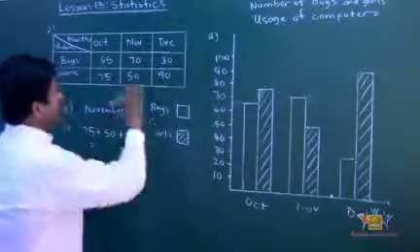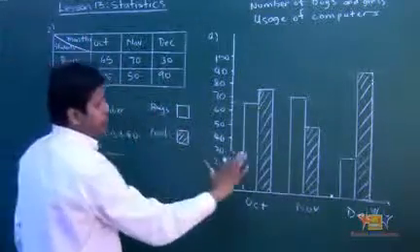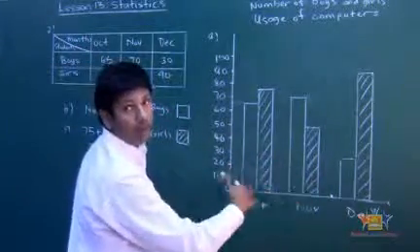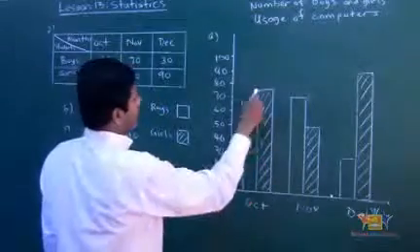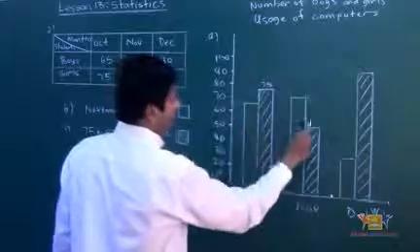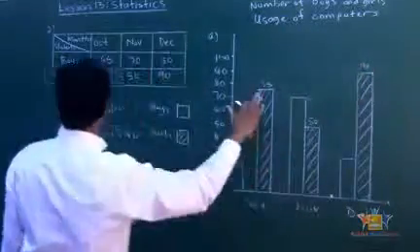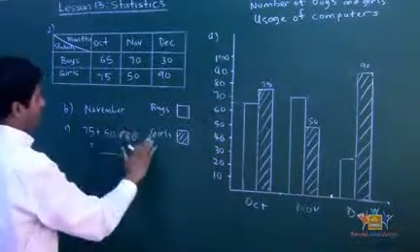Now keep in mind, if I didn't give you the frequency table, you should be able to derive it from the bar chart. So the girls right there, 75, and this one is 50, and that one is 90. See that? So 75 plus 50 plus 90.